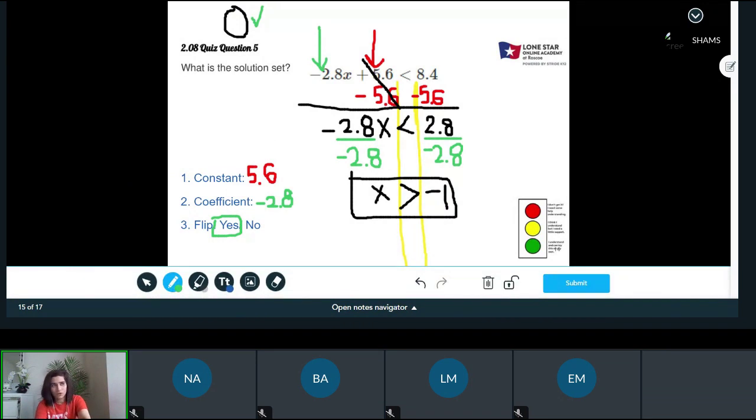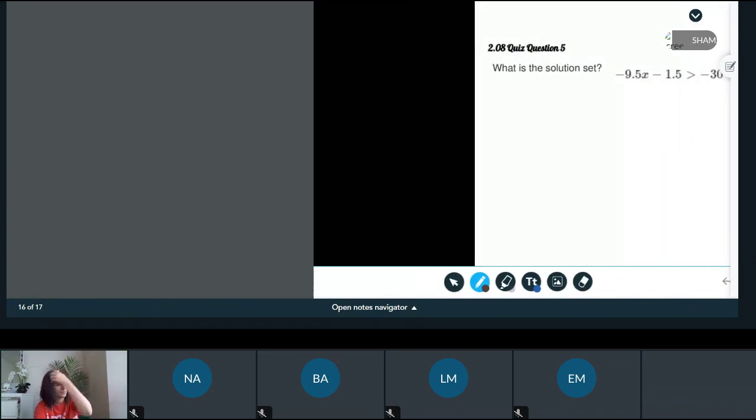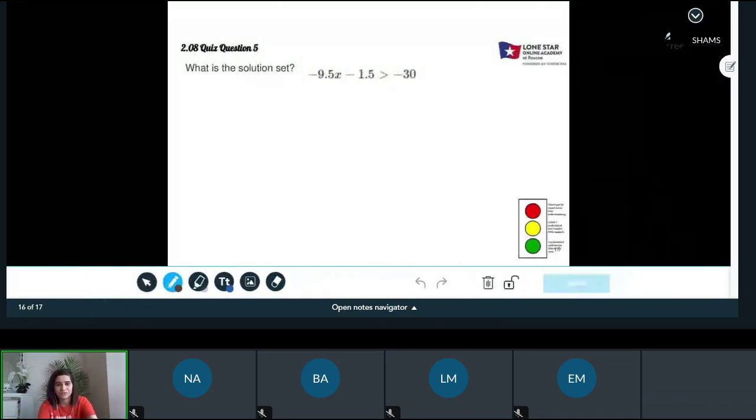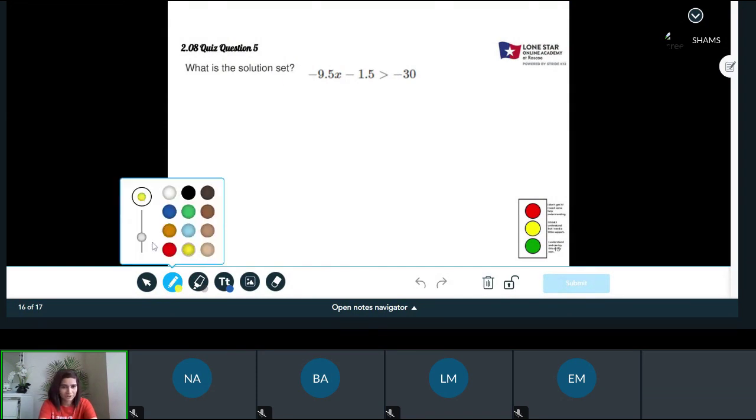Let's go ahead, move on, and look at one more. This is question 5. Another decimal problem, but trust me, the answers are not so hard and they're pretty simple. It doesn't require a lot of calculation. Go ahead, get started. Let's solve these.